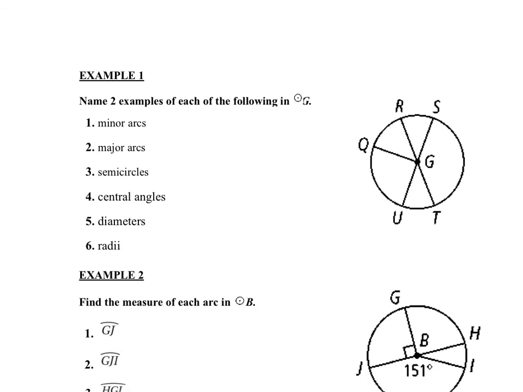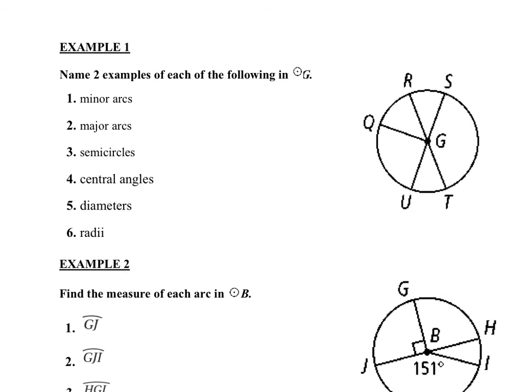Moving on, we're going to do some examples now. Example 1: we're going to name two examples of each of the following. Again, this notation means circle G, because G is the center. There are a lot of possible answers to these, because there are a lot of options. You only have to do 2. We'll do one of each together, and then I'll have you name another one. First, to name a minor arc.